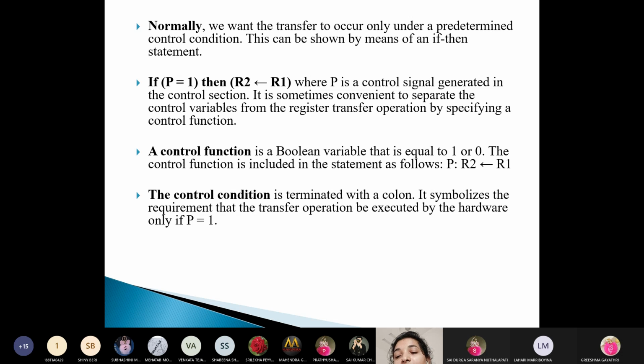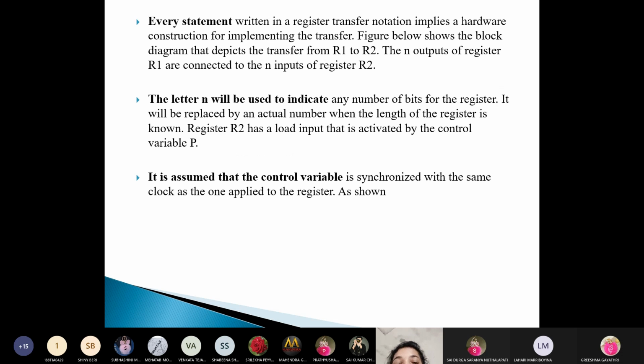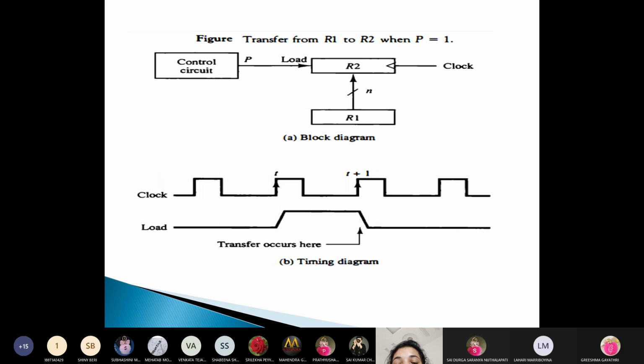Every statement written in a register transfer notation implies a hardware construction for implementing the register transfer. Here we have the block diagram. In this, we have the control circuit. In this control circuit, we have the R2 register, R1, and the clock. In this diagram, we transfer from R1 to R2 when P is equal to 1.